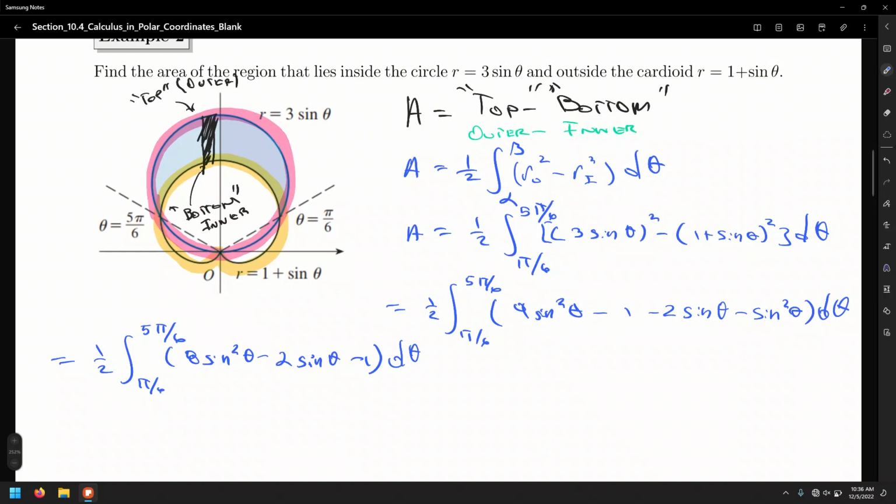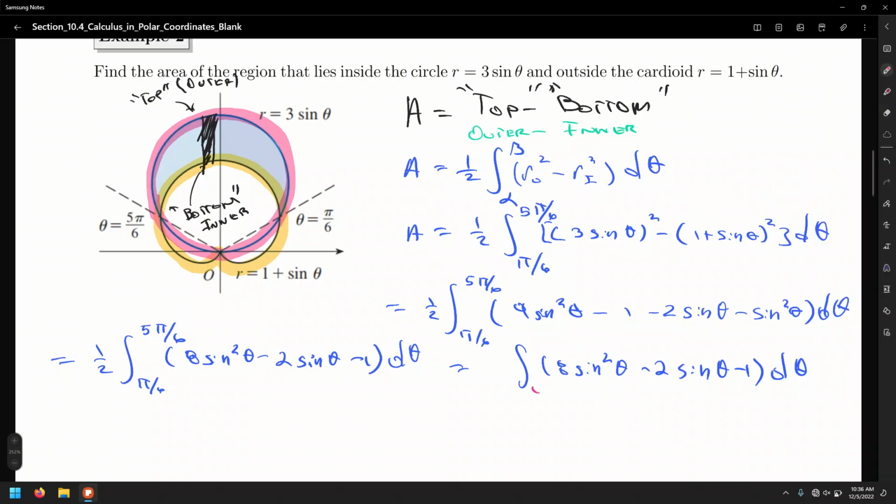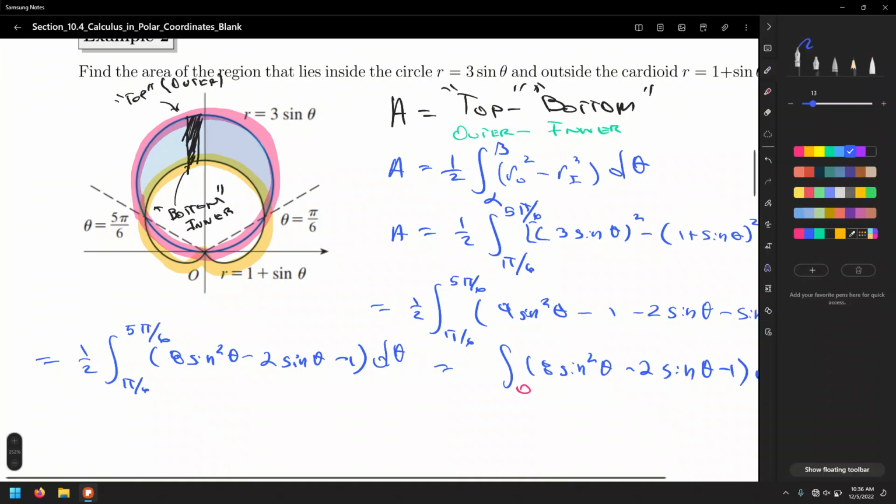So what are we going to do from here? Well, let's just integrate this. However, we will need some trigonometric identities and combine a lot of like terms. And in this case, notice the region of integration. Notice how we can write this integral as the integral of 8 sine squared theta minus 2 sine theta minus 1 d theta. And in this case, I'm going to go from 0 to 5 pi over 6.